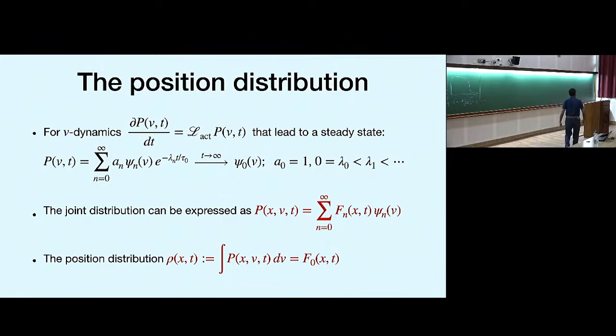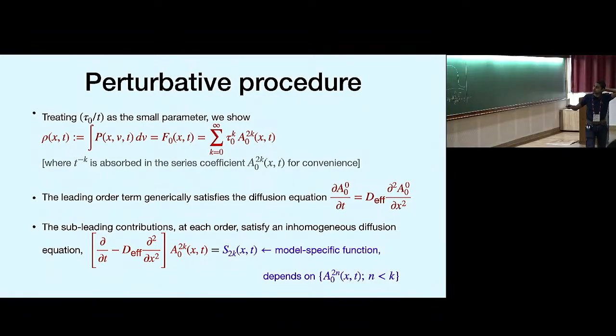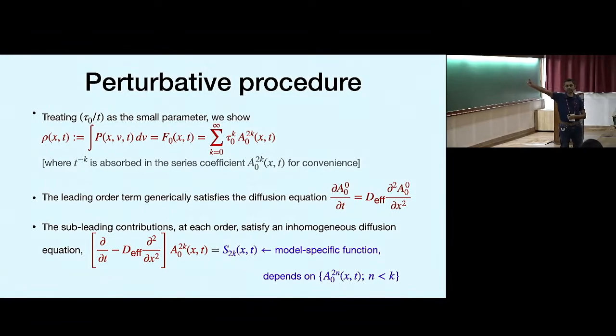And then you can just do this calculation, and basically the take home message is that this rho of x, t, which is your distribution of the position, you can write down in a perturbation series in this tau 0, which is your activity persistence time, but of course by itself it is not enough, so it's tau 0 by t. Right? Tau 0 by t is a small parameter. And what we can show is that at the zeroth order, it satisfies the diffusion equation. And this is the diffusion equation which gives you this eventual Gaussian distribution.